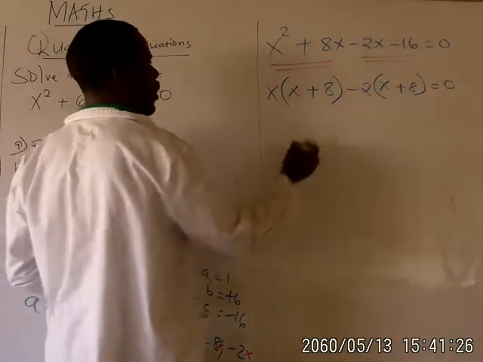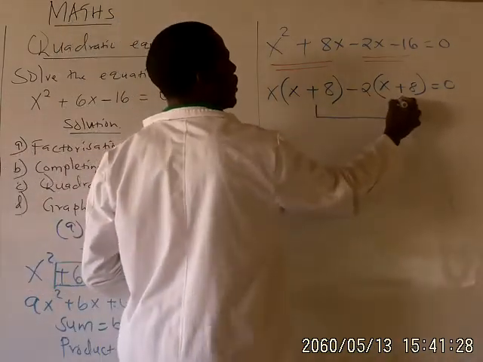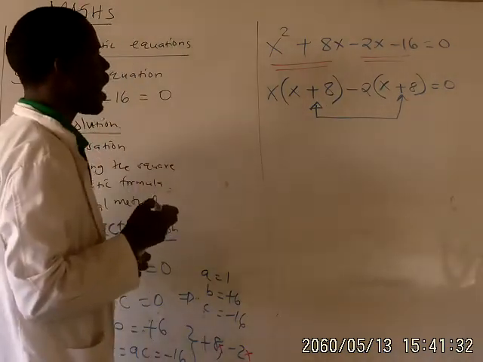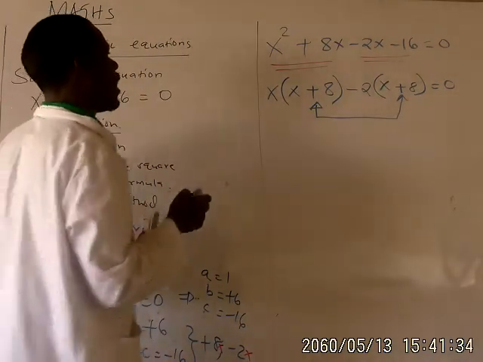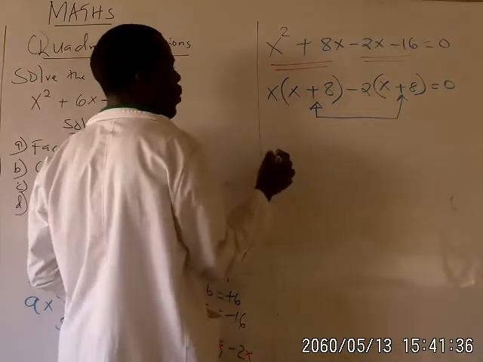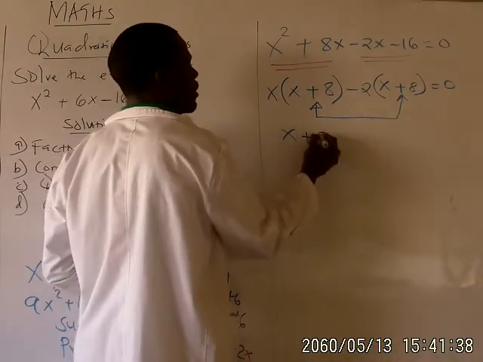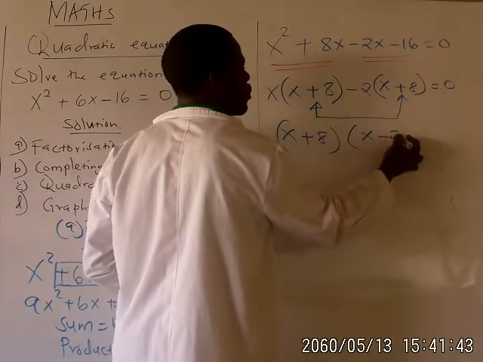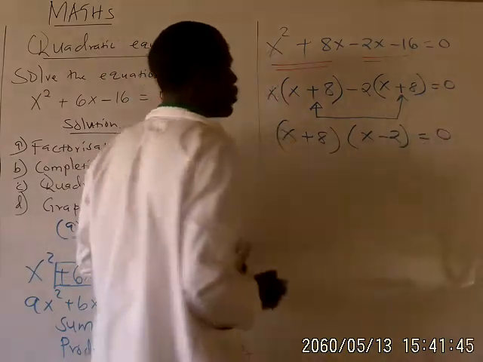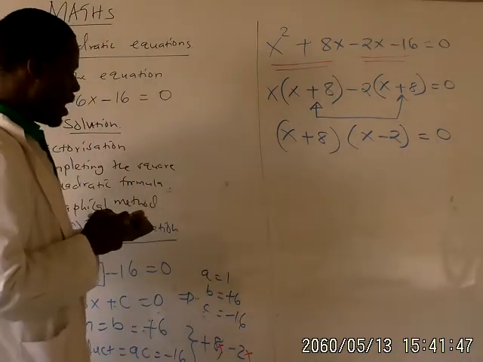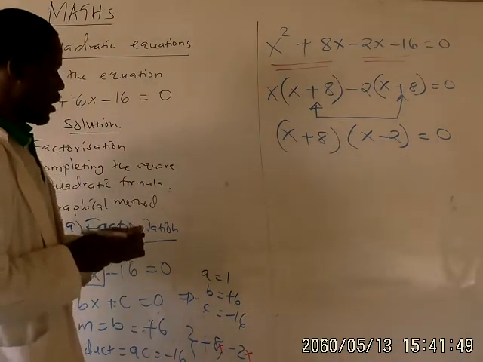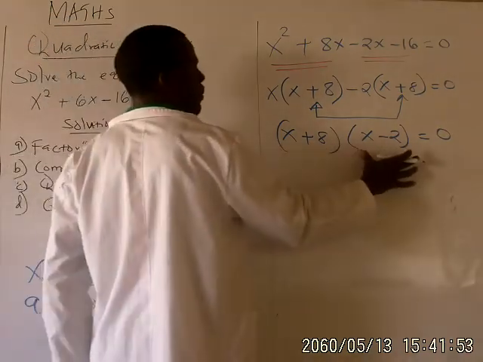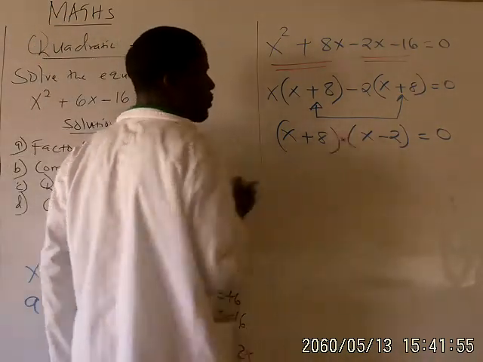Now you can see, what are you seeing here? We are seeing that both parts have the same factor. Now we usually take it out once. We say x plus 8, and then what remains here is x minus 2, equals 0. Now, from here, how do we find the value of x? Look at this. This is a bracket and this is another bracket, meaning there is a times between them.